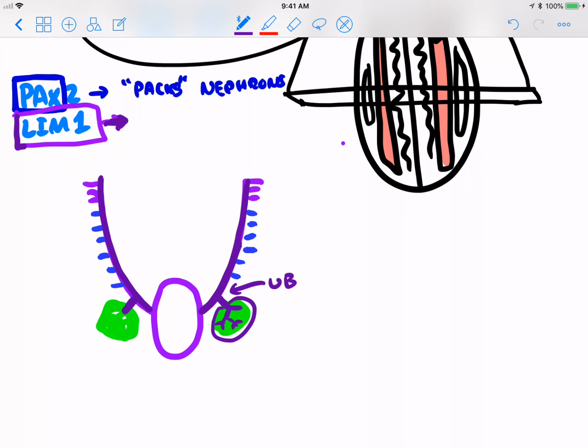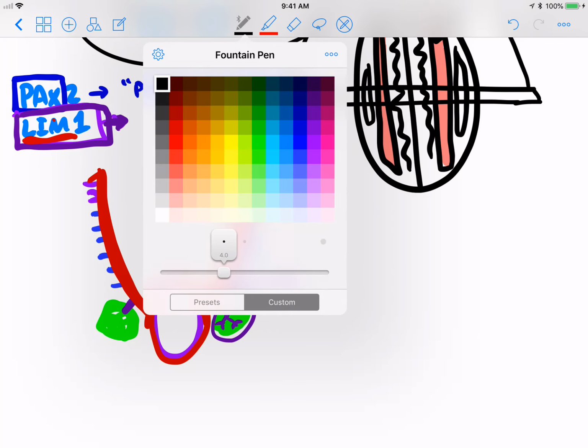But you could remember this in two ways. You could either think of this, put this in red, as a 1, like the number 1. It's kind of a cheap trick. Or you could think of it as a limb, right? It's a limb. So this is the limb. It's like the bladder's limb. LIM1 sets up the nephric cord. Okay. So what is happening now?